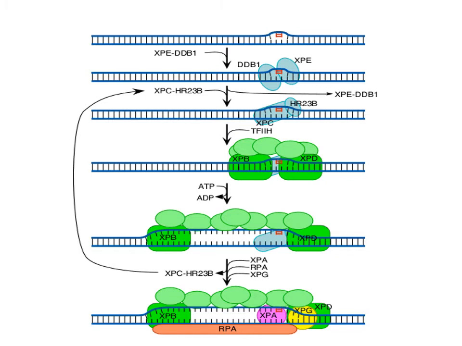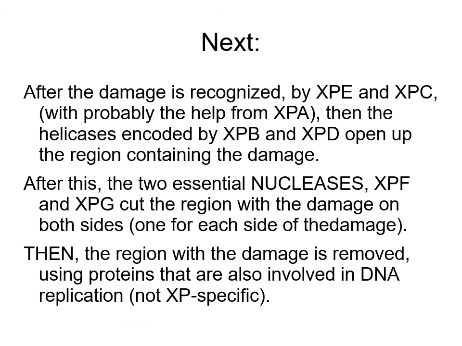The next thing that has to happen is we need the activity of two helicases encoded by XPB and XPD, and what those two helicases do is open up the molecule to allow access ultimately to the DNA repair polymerases. But your first step is to open up the molecule to make it accessible. Okay, so the important thing is those are dedicated helicases for this process. So after that, we have two dedicated nucleases encoded by XPF and XPG, and those nucleases cut the DNA on either side of the damage, one for each side of the damage.